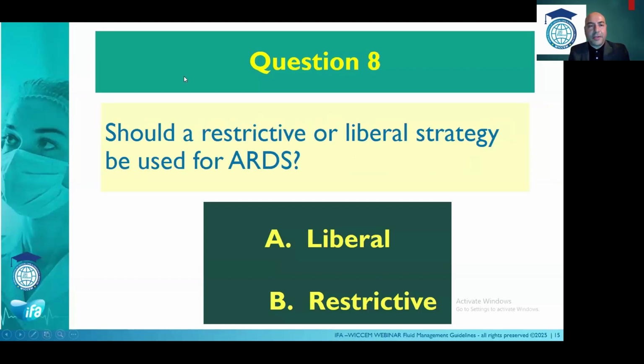Last question, what about a patient with ARDS, with circulatory shock? Should we be restrictive or liberal in this patient with adult respiratory distress syndrome? Again, about 90% of the attendees vote for restrictive.